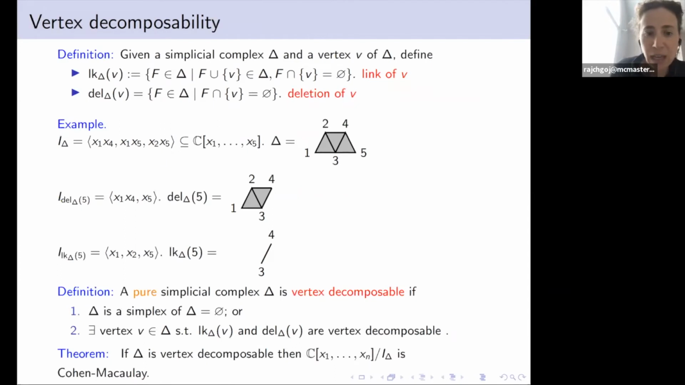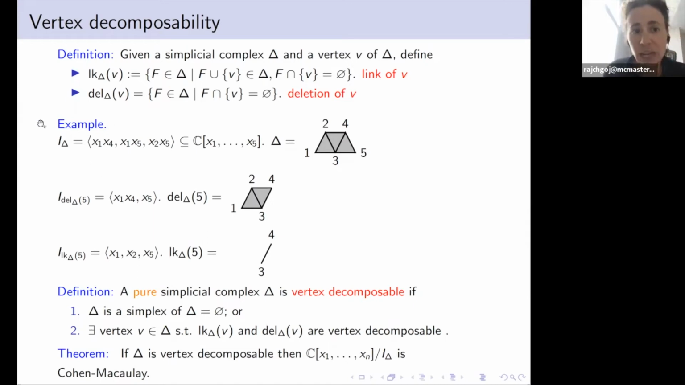Okay. Now, the idea here, of course, is that we want combinatorial properties of the simplicial complexes to tell us algebraic and geometric information about our squarefree monomial ideals. And the combinatorial property I want to focus on is called vertex decomposability. And that's a way of recursively breaking down a simplicial complex into pieces. And we do it by this process of vertex decomposition.